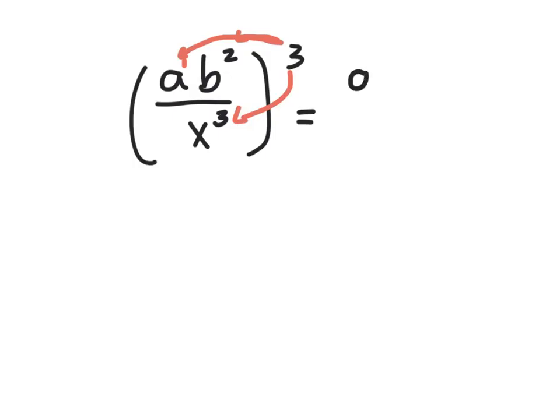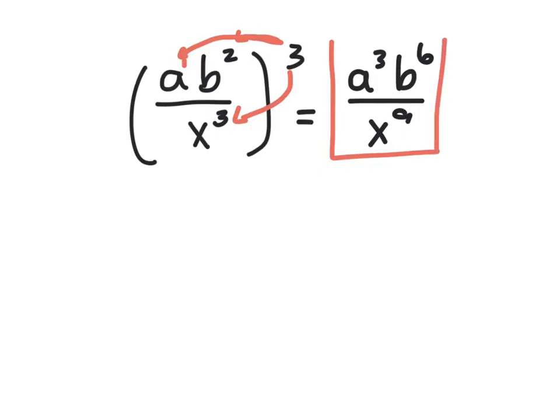And lo and behold, we get a to the third power, because 3 times 1 is 3. b to the 6th power, because 3 times 2 is 6, over x to the 9th power, because 3 times 3 is 9. And there you have it. We follow this power of a quotient rule. We apply the exponent of 3 to all the factors in the numerator, and then to the power in the denominator. And we get a cubed, b to the 6th, all over x to the 9th.